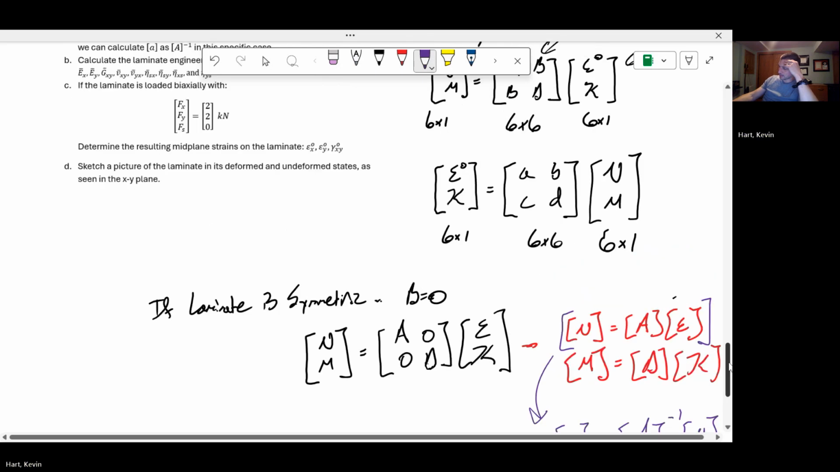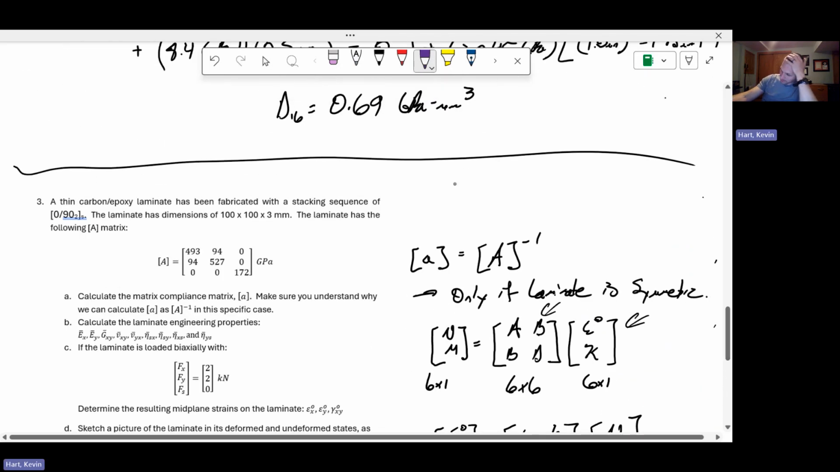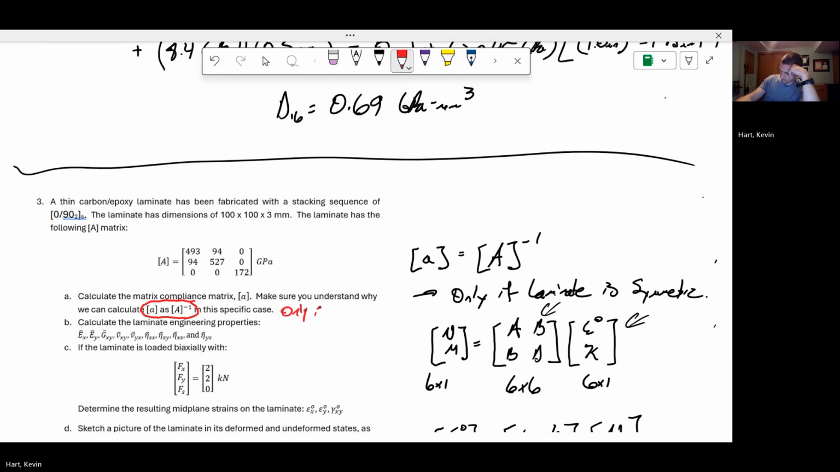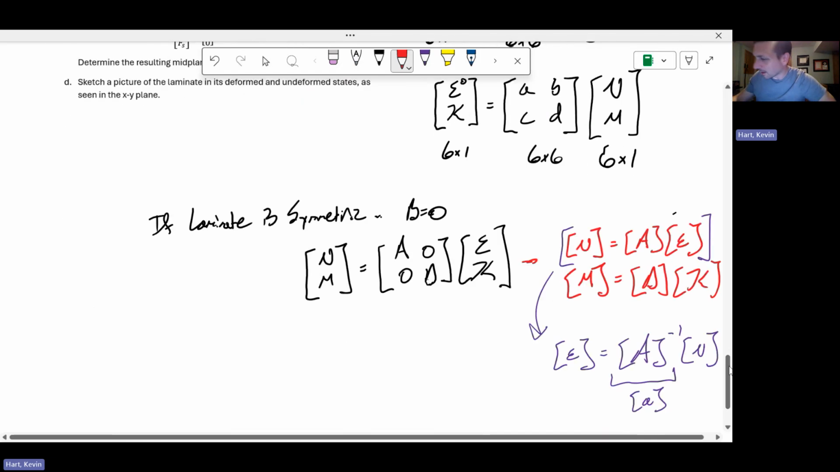All right? Long-winded answer, but generally you need to understand that little a is the inversion of capital A only in a case when you have a symmetric laminate. Okay? All right, so on with the show.